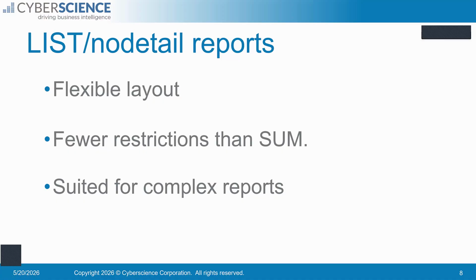So you could do a lot of what we're talking about in a sum, which are easier to use, but there's often times where you need to do a weighted average calculation or something at the end of the section. And again, you can do that more easily with the list no detail than you can with a sum report. So it's really suited for very complex reports. And again, we'll show you some examples of that as we go along here.